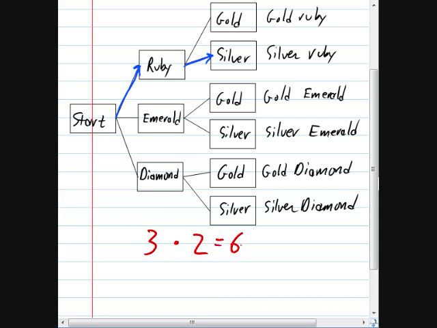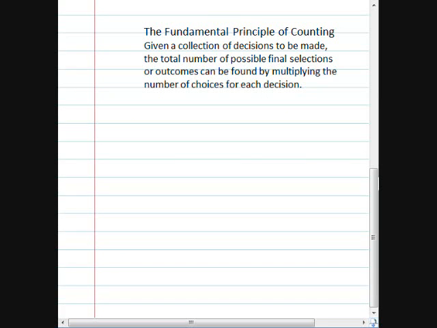Which gives us that at this stage we had 6 total nodes. Now that was our final decision, so this gives us our total number of terminal nodes, 6. And you could imagine if we had decisions to make from here, we would simply multiply by the number of options given in that decision. This gives us the fundamental principle of counting.